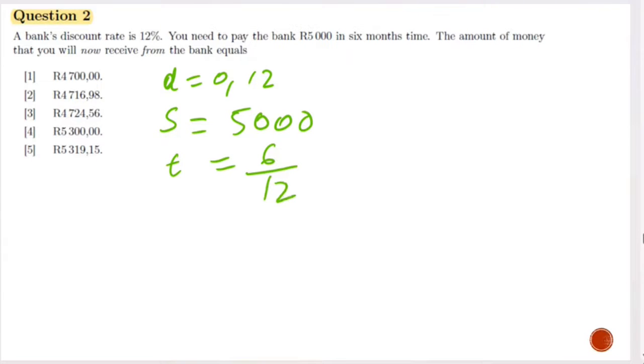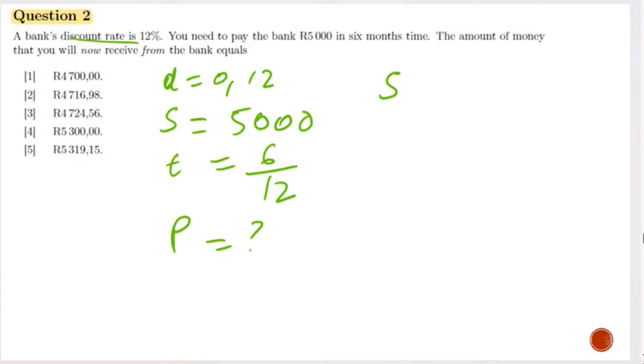Okay. The amount of money that you will now receive. Now, remember the now will be your present value, which is equal to your P. That's what you are asked. So now this is your discount formula. You know it's your discount formula because they are talking about the discount rate. So you know your formula here.